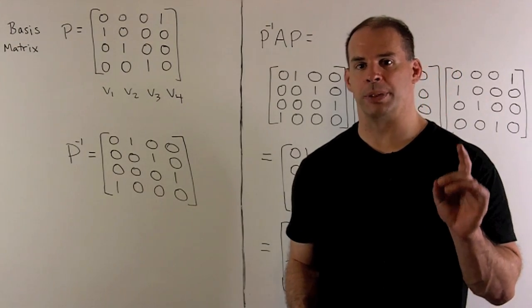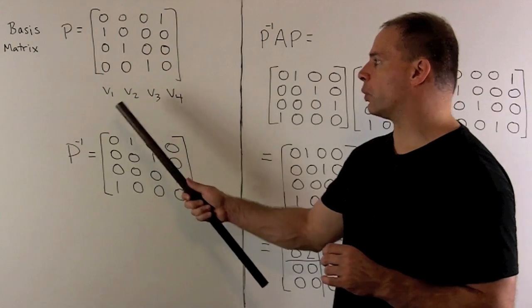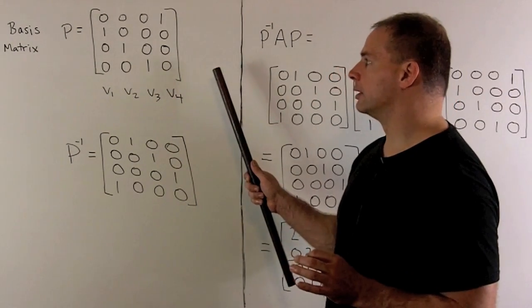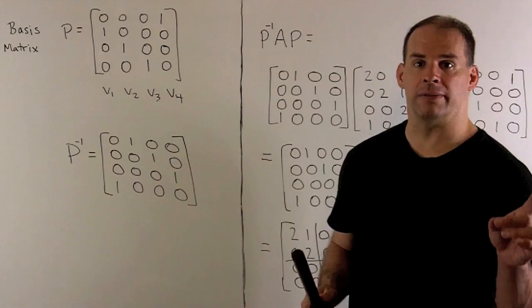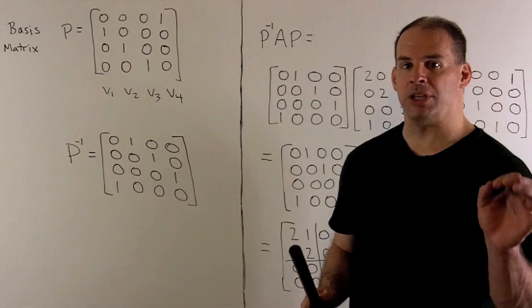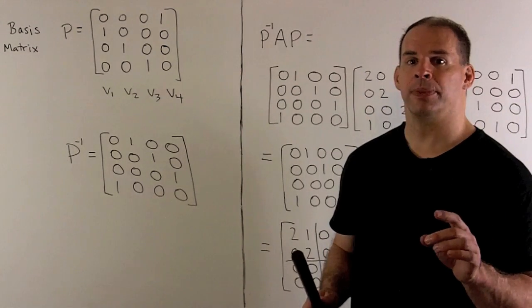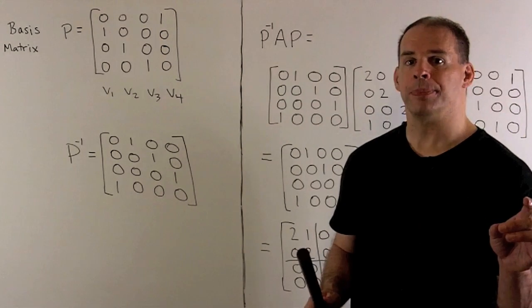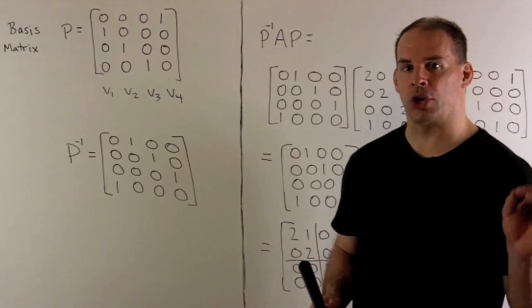Set up our basis matrix P. Take V1 through V4, load them in as the columns. We're going to need P inverse. So I note P times P transpose is the identity matrix. That means P is orthogonal. So its inverse is just equal to its transpose.